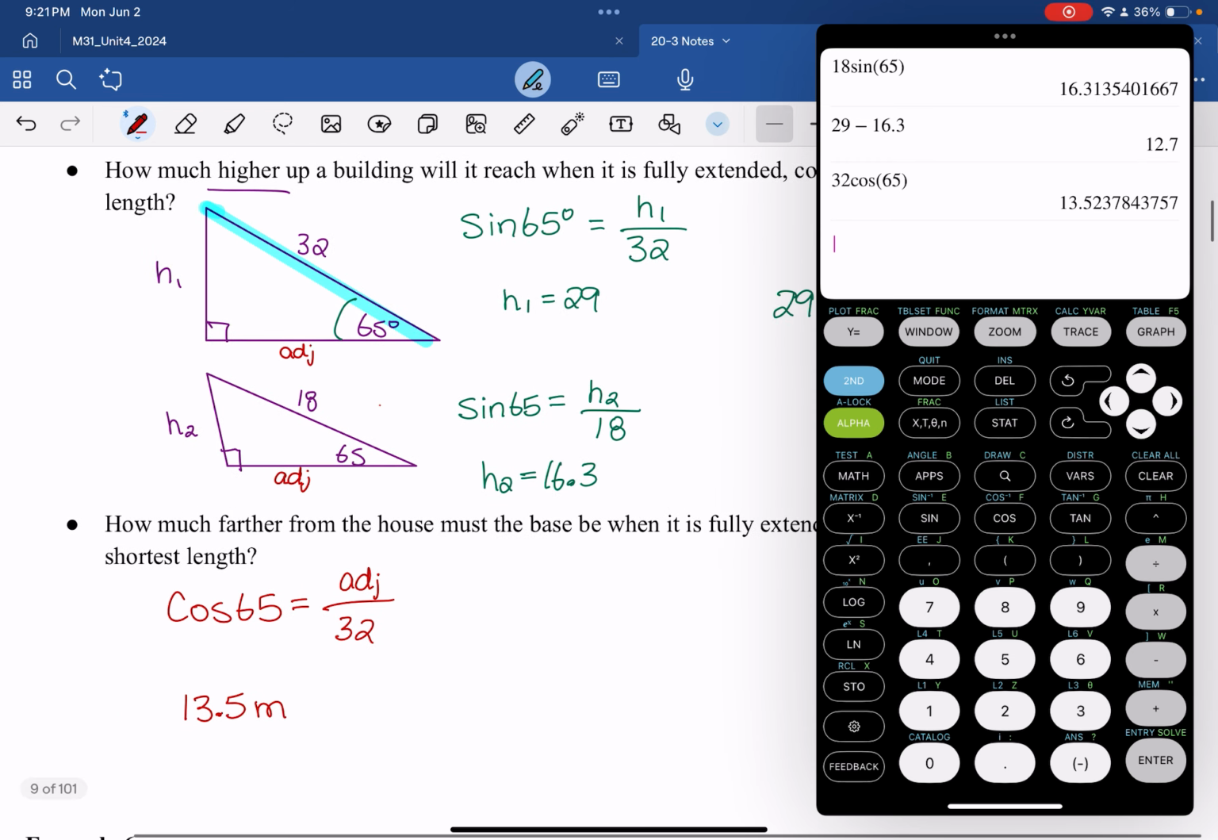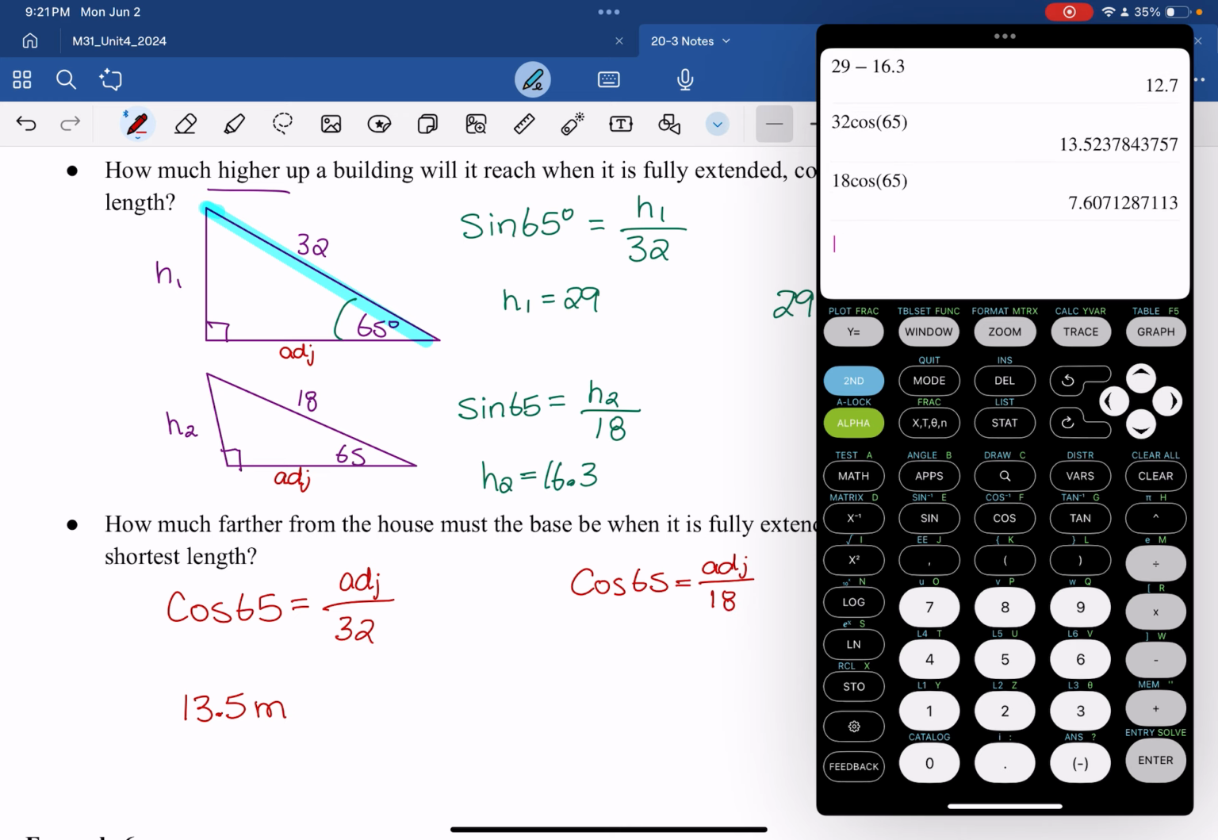Now let's look at our second triangle here. Same exact thing, I'm going to use cosine of 65, but the only thing that's different is now I'm at its shortest length, which is 18 meters. So I'll go 18 cos of 65, which is 7.6.